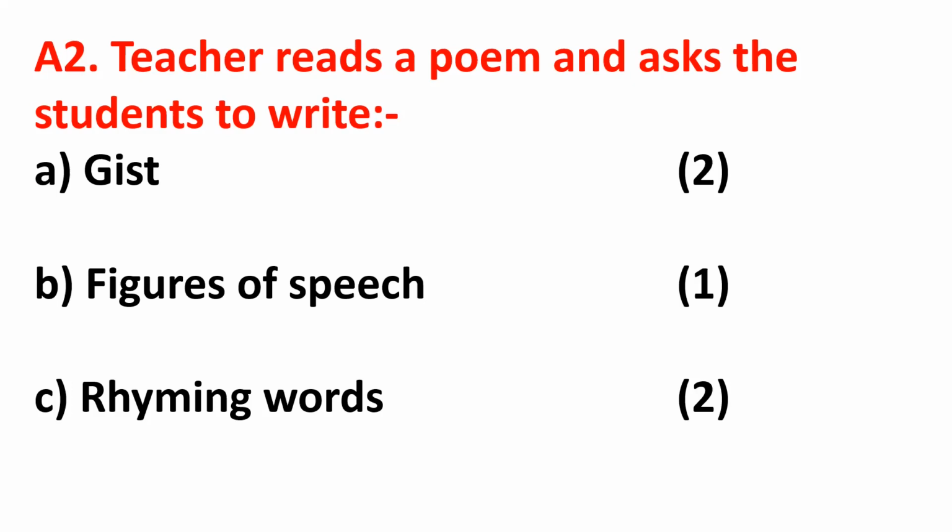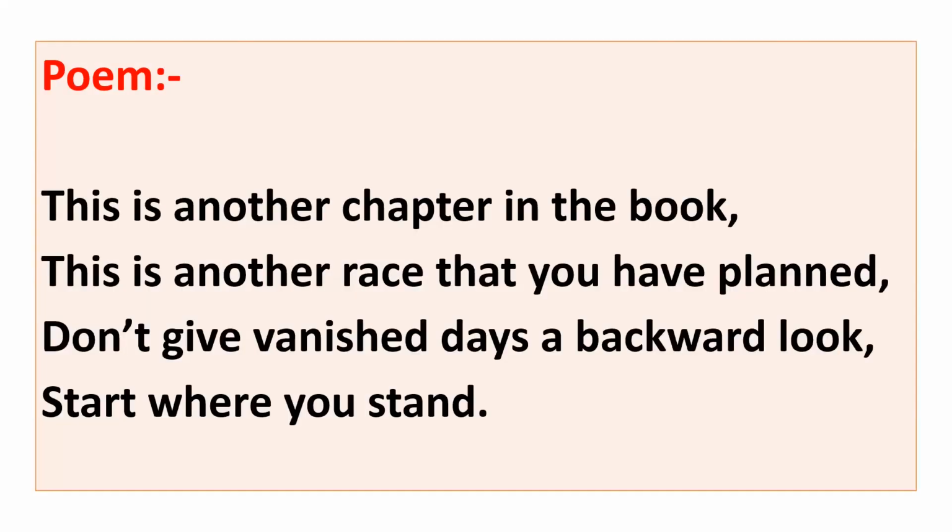Gist is a short summary of that poem. One example here: This is another chapter in the book. This is another race that you have planned. Don't give vanished days a backward look. Start where you stand. Now, these are the 4 lines of one poem.